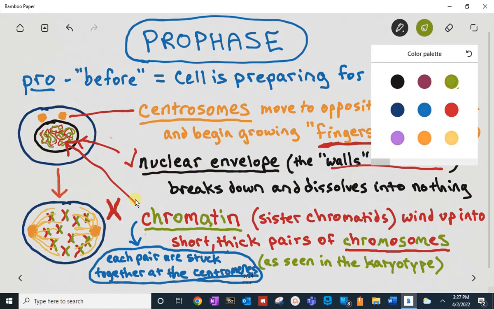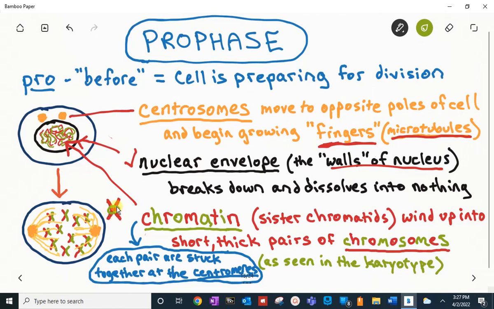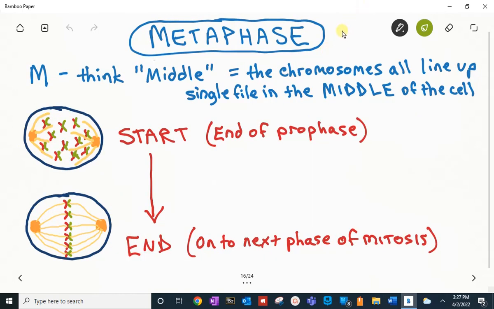Let's get a different color. You see how they're stuck together in this one place right there. That place is called the centromere, where the pair of chromosomes are stuck together, and that's why they look like little X's. Now metaphase is the next step.